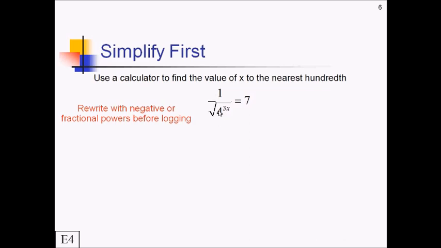Since 4 is inside this radical, this is really 4 to the 3 over 2x. Since it's in the denominator, this is really 4 to the negative 3 over 2x. So now that we've written that as a single exponent with 4 in the numerator here, we can go ahead and log both sides. That'll give us negative 3 over 2x times the log of 4 equals log of 7.